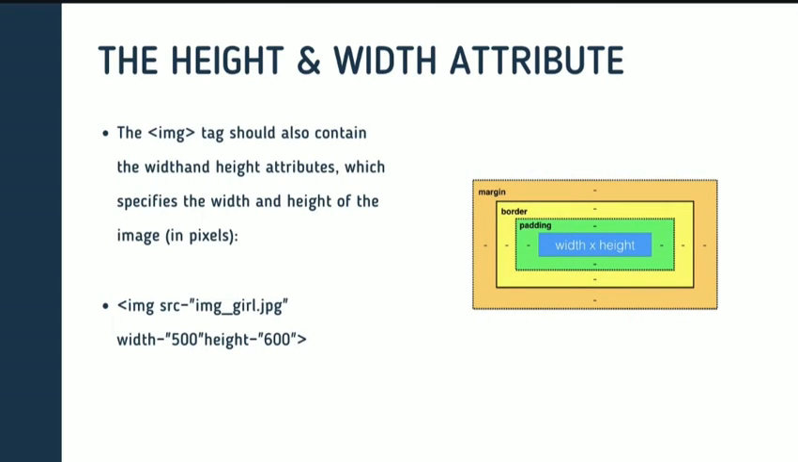The image tag should also contain the width and height attributes, which specify the width and height of the image in pixels. And this is the syntax below. And just take a look at this image. You can see we have the width times height here. That shows that the image can also have the width and height attributes. And forget about this margin, border, padding. We're going to take a look at this as we proceed in this course. And to keep things simple for now, just focus on the width and height attributes.